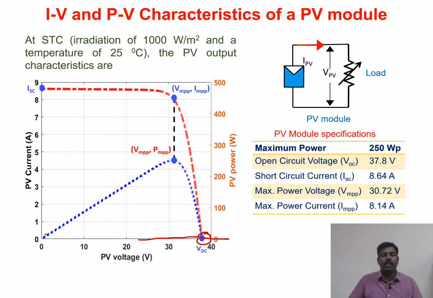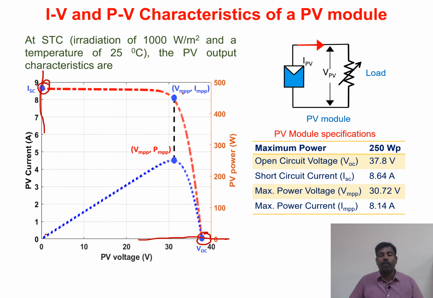If it is shorted, it is the zero voltage line, and this is the operating point, the short circuit point. That means the resistance connected to the PV panel is almost zero, a dead short. At that time the PV panel will carry the short circuit current, which in this case was 8.64 ampere.